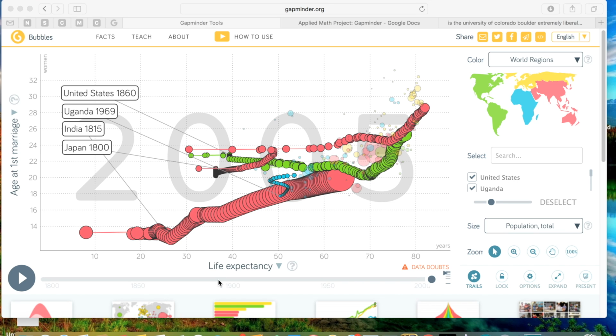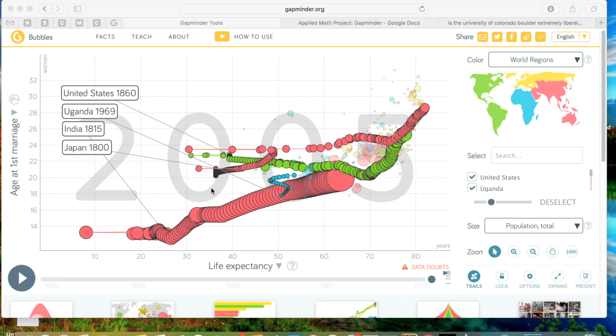Alright, so in our graph here, we're looking at life expectancy as compared to your age at your first marriage. We're looking at 4 different countries, which are represented by these 4 different bubble graphs. Down here is India. The blue over here is Uganda. The green is the United States. And the other red dot is Japan.